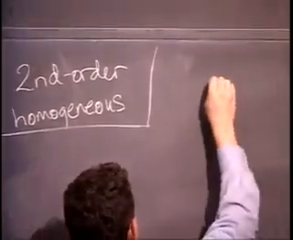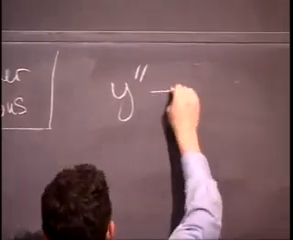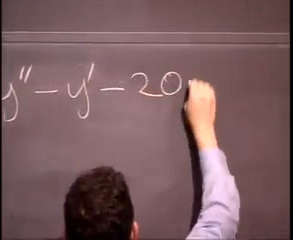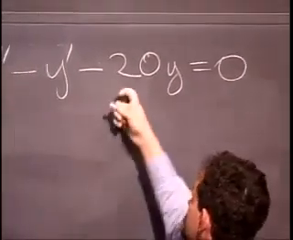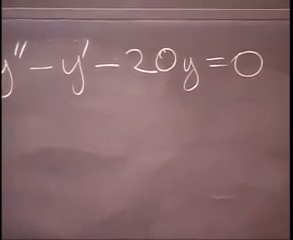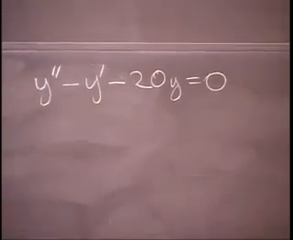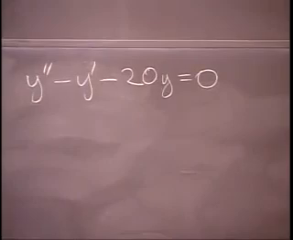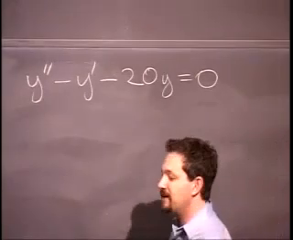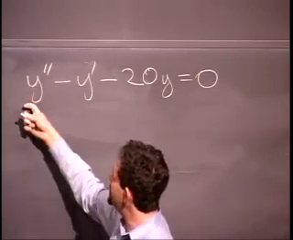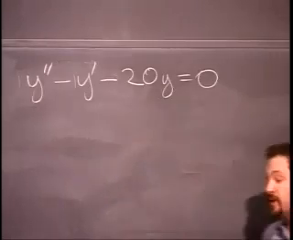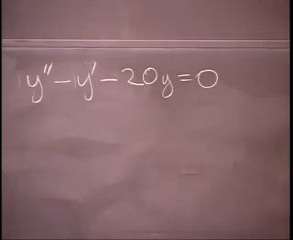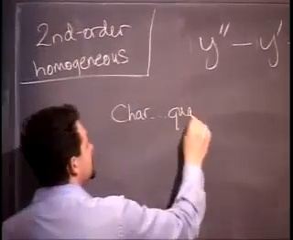So an example might be y double prime minus y prime minus 20y equals 0. This is just a fancy way of writing d²y/dx² minus dy/dx minus 20y. So it's a constant coefficient linear differential equation. Second order, because there's a second derivative here. Now, here's the basic idea. I take the coefficients out of this. Here there's a 1, here there's a minus 1, and here there's a minus 20. And I form what is called the characteristic quadratic equation.